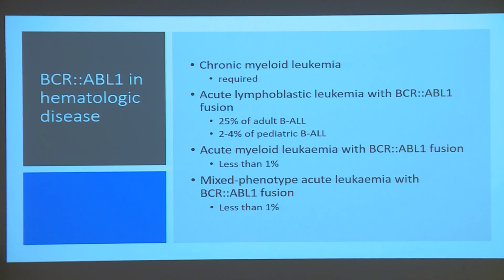So, BCR-ABL in hematologic disease, I don't think any of this is news to folks in the room. This is, of course, a required abnormality to diagnose CML, but also we see it in a portion of B-ALL cases, especially in adult cases, and then a small fraction of AML cases and MPAL cases.